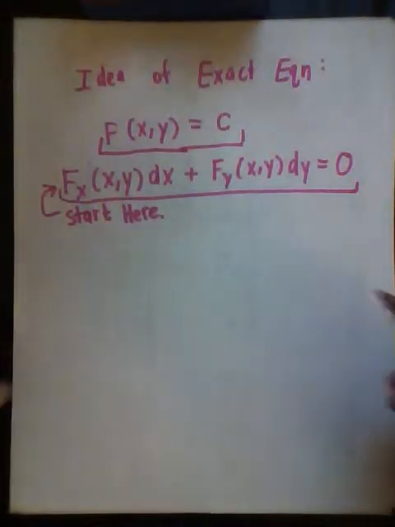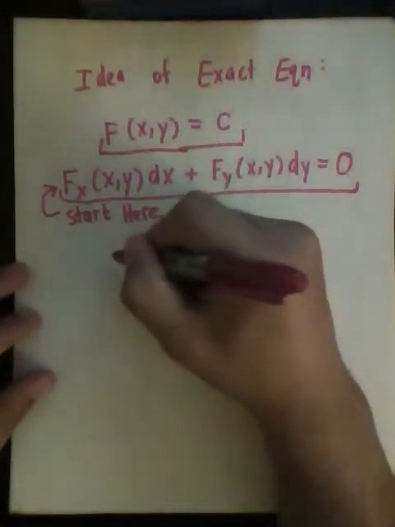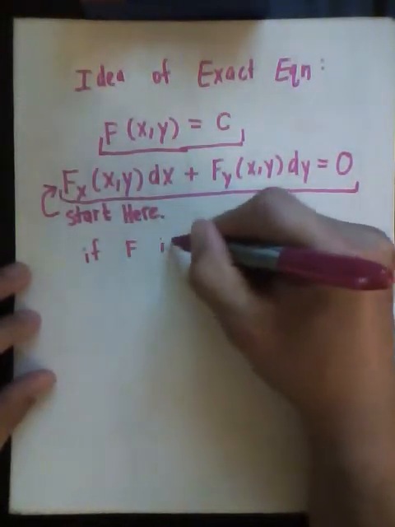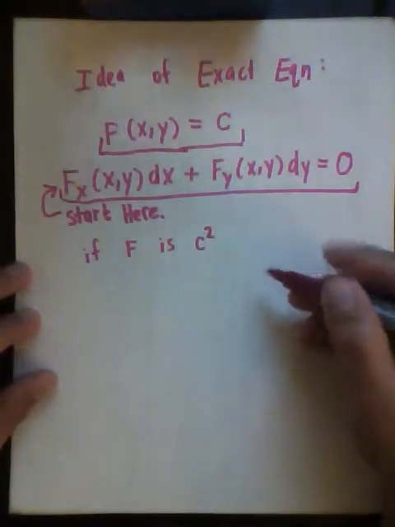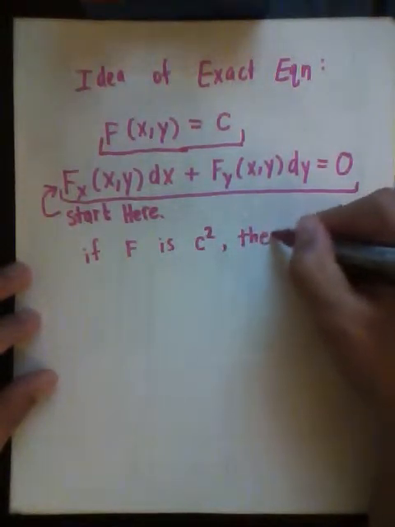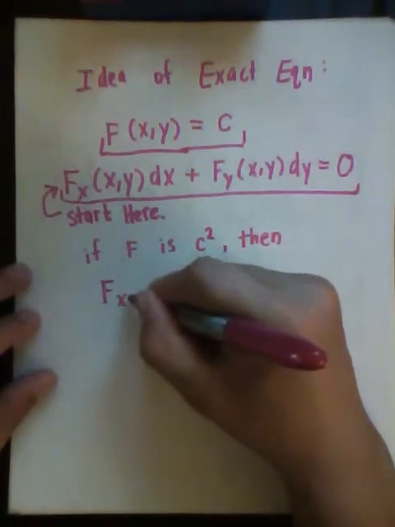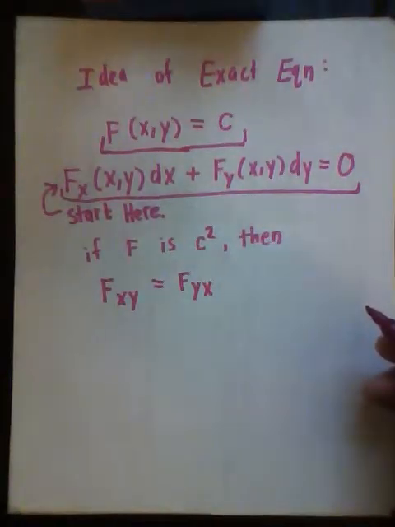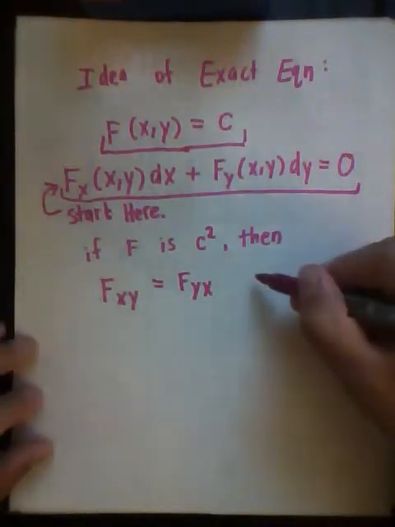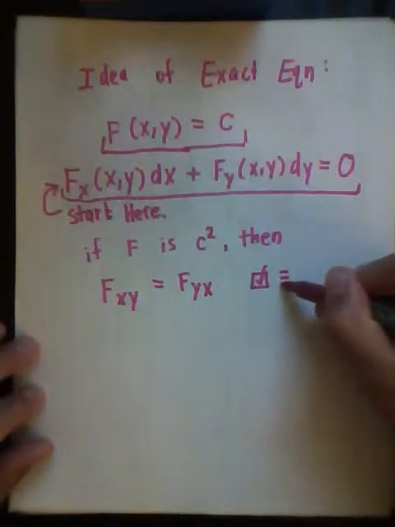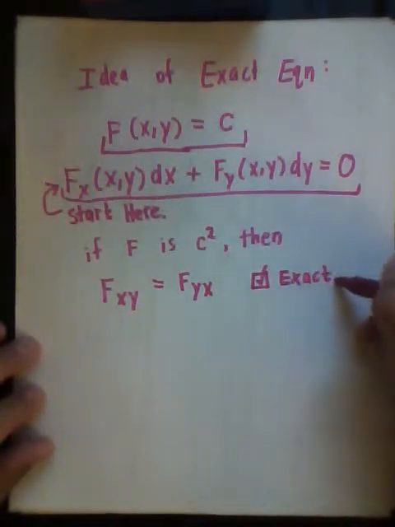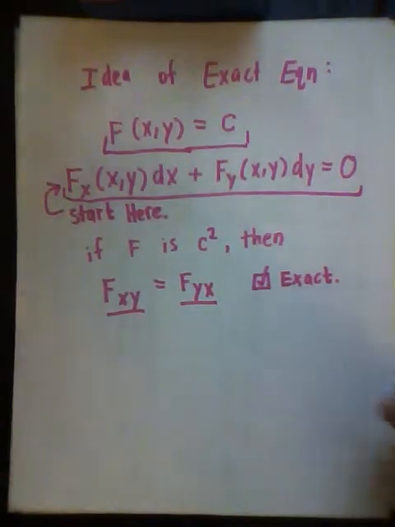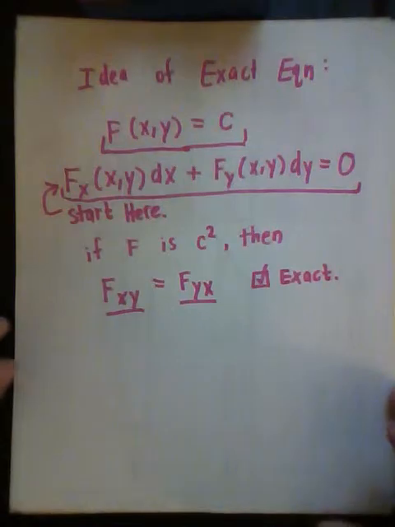Okay, and the idea is that if f is C2, or twice continuous, then its mixed partials will equal each other. And that's how you know if your equation is exact. If it's twice continuous, then the mixed partials will be equal to each other, and I'll say, okay, this is perfect. This is an exact equation.